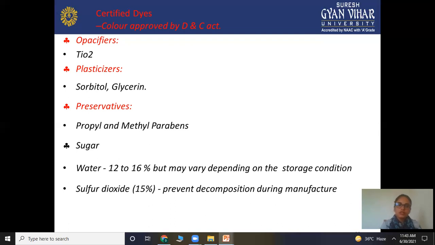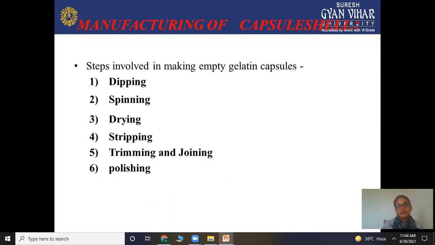In water content, it is mainly 12 to 16%, but may vary depending on the storage condition. Hence, the total concentration of water may vary according to requirement or the time of the capsule. It mainly varies from 12 to 16%, according to storage condition. Next is sulfur dioxide. Sulfur dioxide is used at 15% and prevents decomposition during manufacturing. This is regarding the excipients.